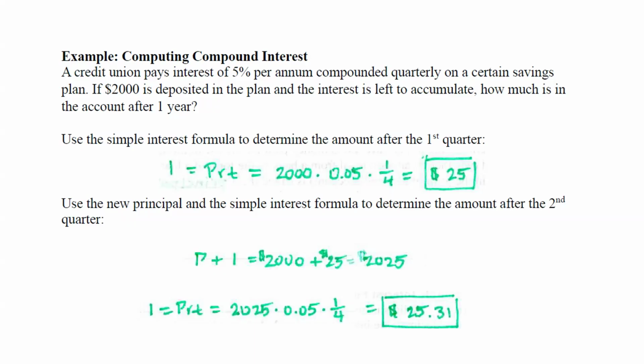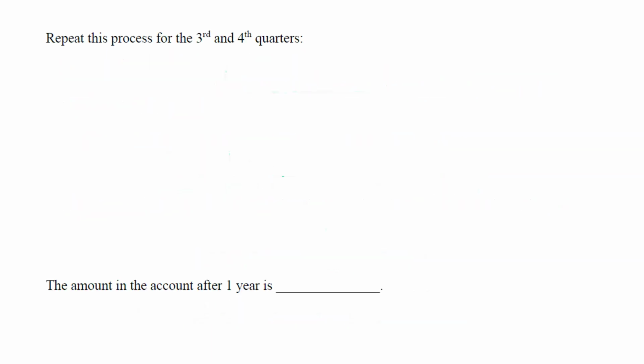Notice that the second quarter earned more interest than the first quarter. The second quarter was $25.31, whereas the first quarter was $25. This is because we're now earning interest on the $25 we earned in the first quarter, and this is compounding in action. Okay. So now we can repeat this process for the third and fourth quarters.